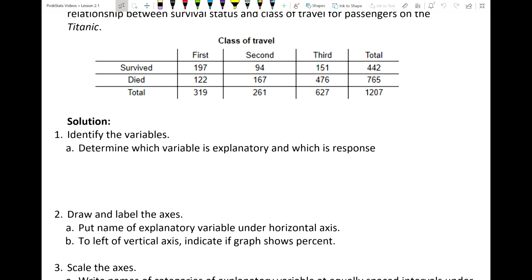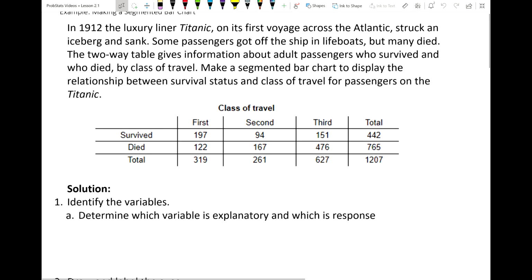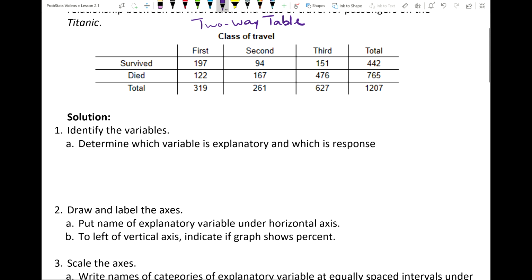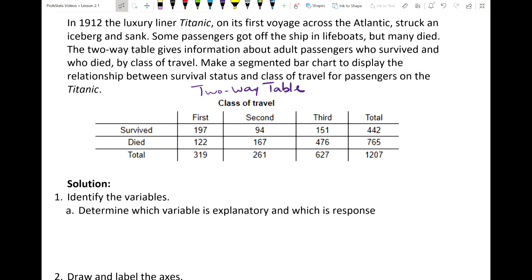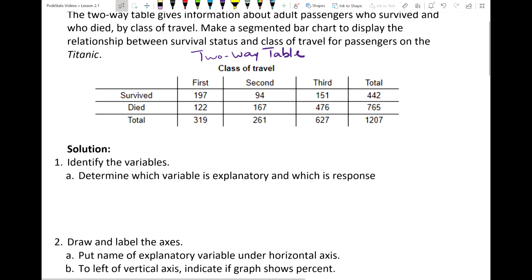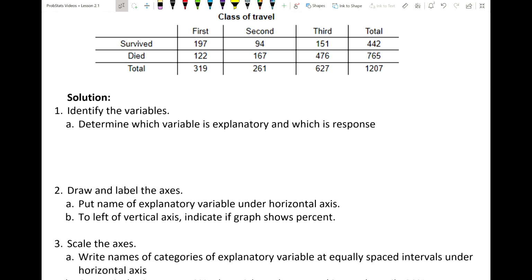So here's our two-way table. A two-way table is a table that shows you two categories, one on each side, with data to join the two. So the first problem wants us to identify the variables. We want to actually make the bar chart. So the first step to making a bar chart is to identify the variables that are involved. Which one is explanatory, which one is response.